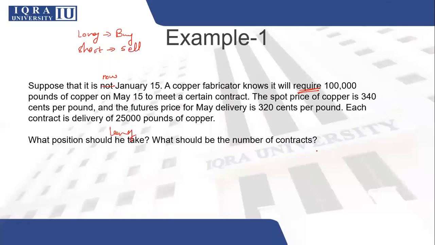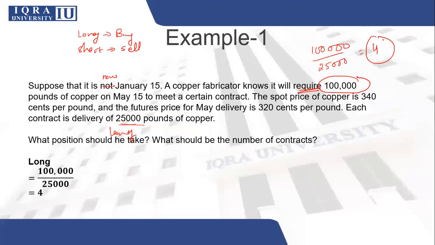What should be the number of contracts? Now over here it was mentioned that one contract is of 25,000 and he requires 100,000 pounds of copper. Now if he wants to hedge his position completely, that would mean that 100,000 and one contract is of 25,000, he will have to purchase four future contracts. So he will have to go long in four contracts.